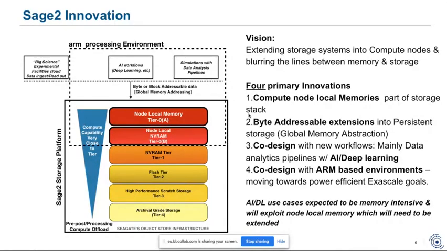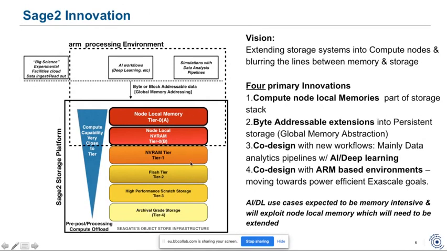Looking at some of the requirements of AI and deep learning, where data sets need to reside in memory, we started asking the question of how the storage system could really help with that. So we wanted to explore byte-addressable extensions into persistent storage, so that objects that reside in these tiers can somehow be accessed in a byte-addressable way. Of course, there is no magic way of doing that, but the only way to do it is to intelligently map these lower tiers to the higher persistent tiers.